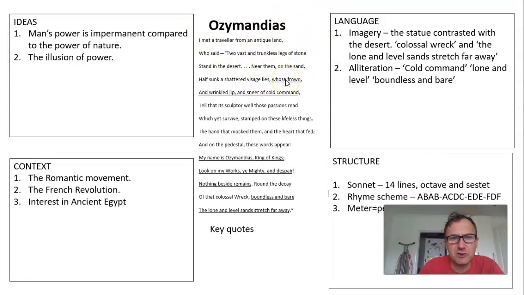Whose frown and wrinkled lip and sneer of cold command. Number 1. Number 2: My name is Ozymandias, king of kings. Look on my works, ye mighty, and despair. That's number 2. Number 3, a short one: Nothing beside remains. And number 4: Boundless and bare, the lone and level sands stretch far away. That's the fourth quote. So if you could do prep on those quotes, and I will send you a quiz later on in the week to see if you managed to remember them.